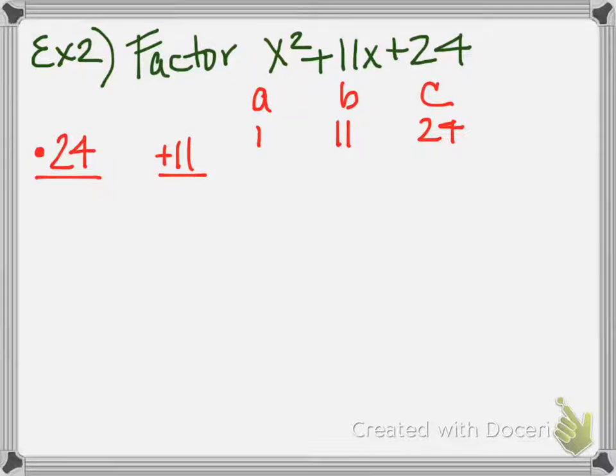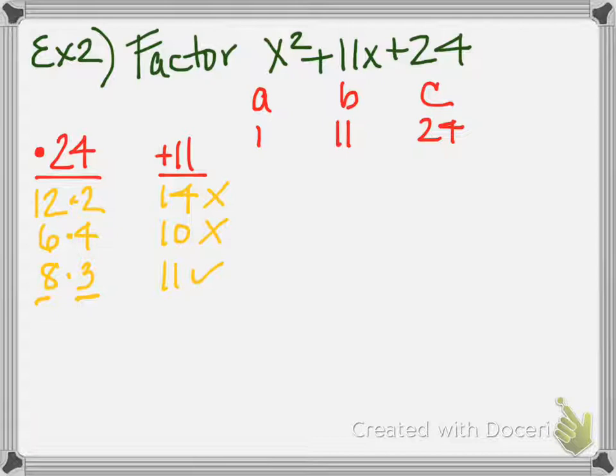So let's see, 24. We have 12 times 2. 12 plus 2 is 14, so that's not going to work. We have 6 times 4 is 24. That adds to 10, so that's not going to work. 8 times 3. When we add those up, we get 11. So there are factors, 8 and 3.